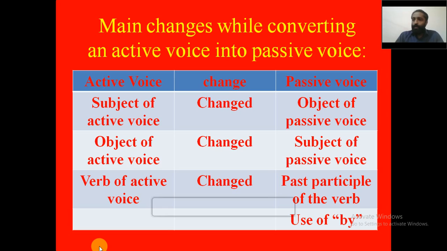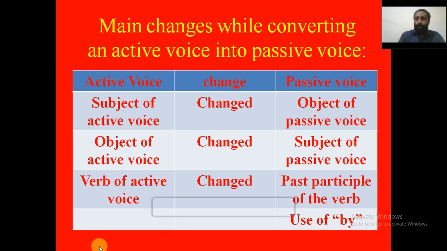As you know, there are three forms for the verb: first form, second form and third form. So in the passive voice, we always use the third form of the verb or the past participle of the verb. And the last one, to denote the agent, we'll have to use a word called by. So these are the 4 changes that you will have to keep in mind when you are converting an active voice into passive voice.